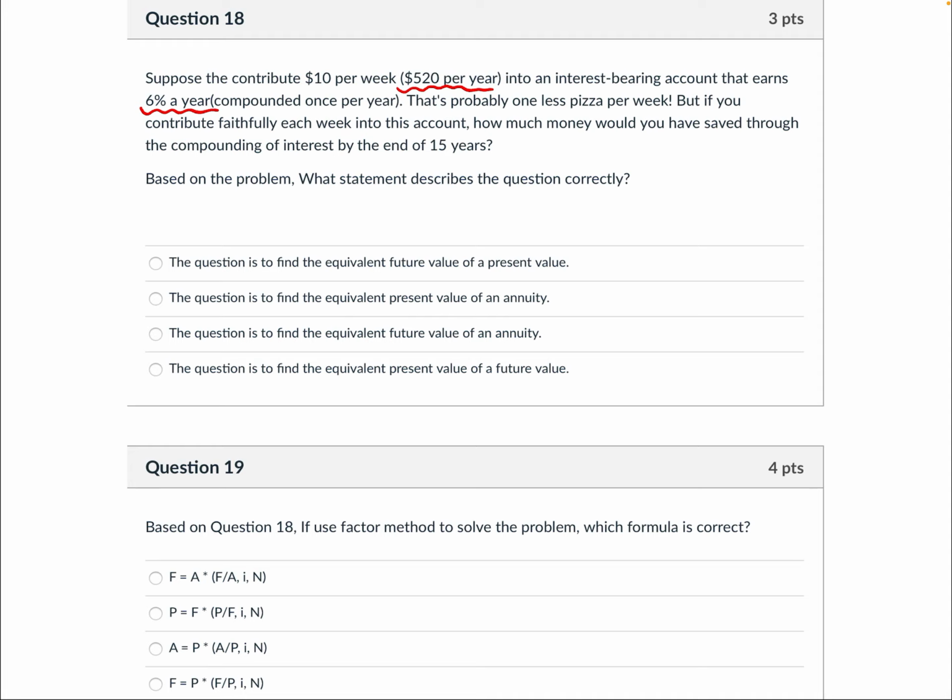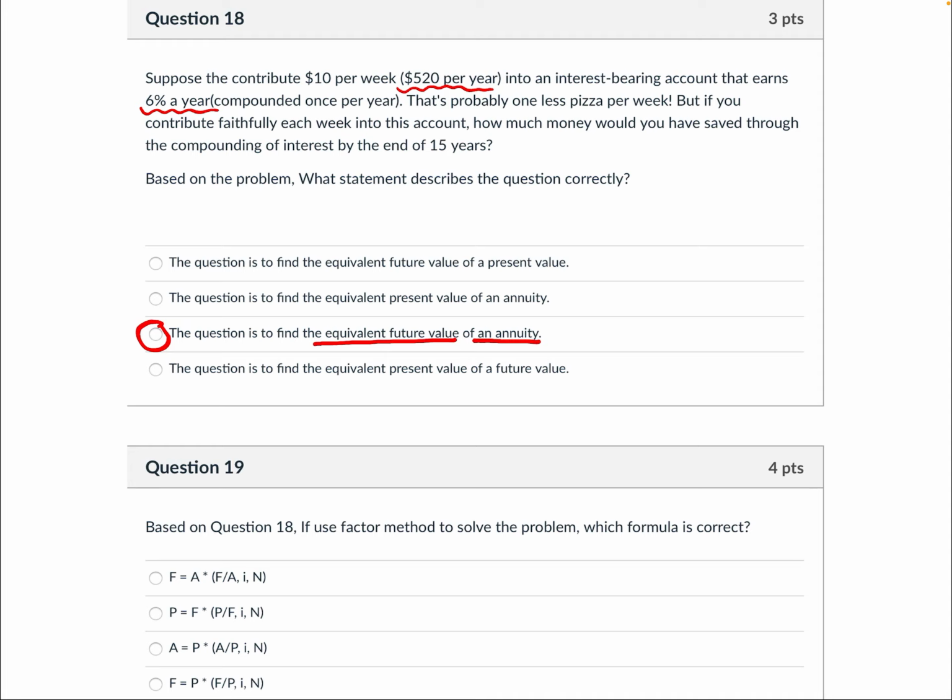Okay, so based on this problem, what statement describes the question correctly? This is to look for the future value of your continuing $520 saving per year for 15 years. So it's to find the equivalent future value of an annuity. Future value of an annuity.